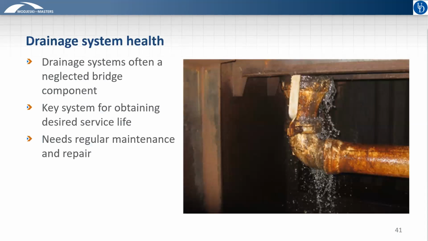Next slide. The drainage system, we tend to ignore it a little bit in design, and it gets ignored a lot of times in maintenance as well. It's often a neglected component of a bridge, but it really can have strong impacts on the life of the bridge. So here's a good picture of a drainage system that's no longer functioning. I believe this is inside a box girder, not something you want to occur. So the drainage systems on bridges require regular maintenance and repair to keep them functioning, and shouldn't be neglected.